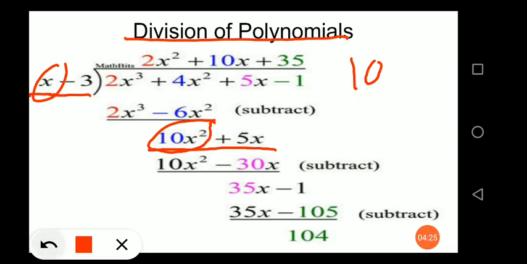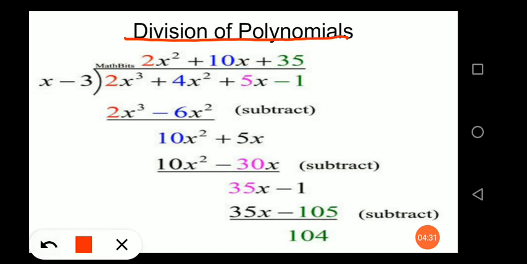So 10x we will write as the second term of the quotient, and then we will multiply our divisor by 10x and we will get 10x square minus 30x. Again we will subtract, the sign will be changed here, and this gets cancelled. 5 plus 30 will give 35x, and this minus 1 will come from up to down.